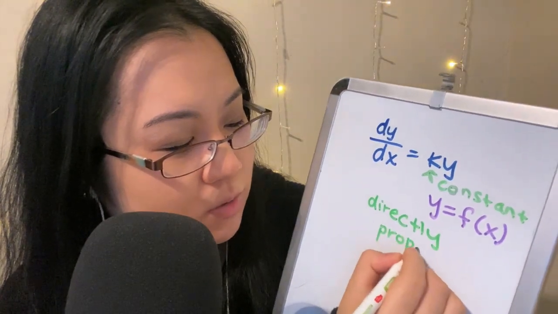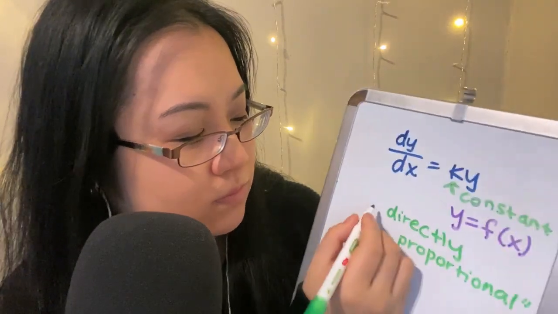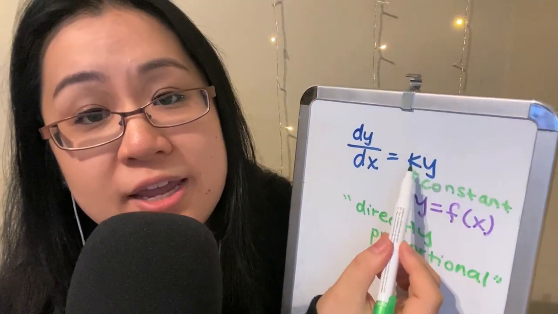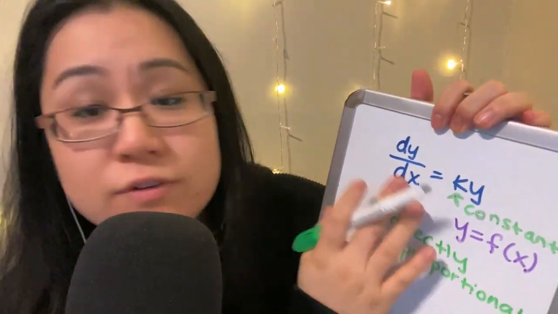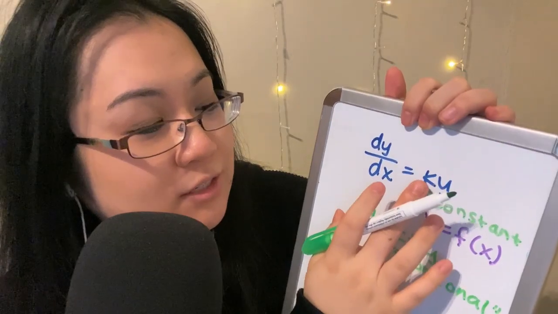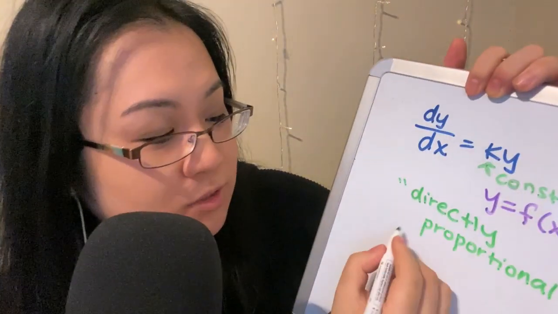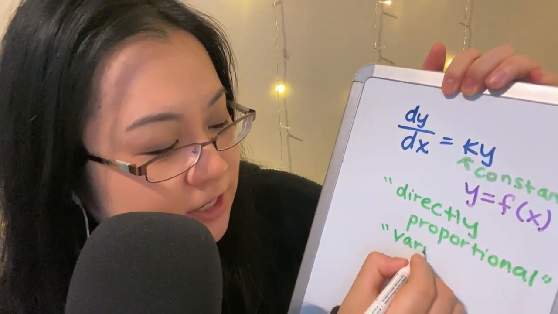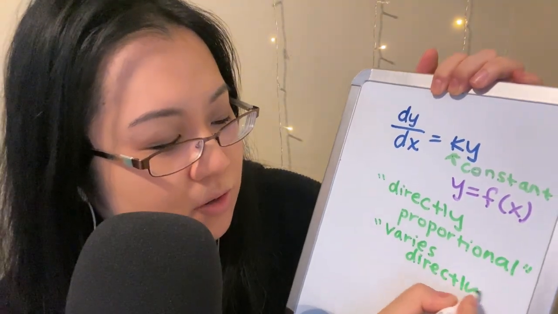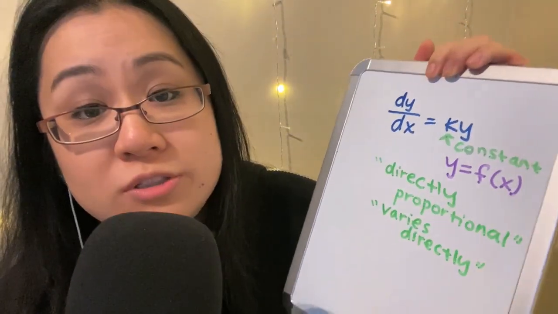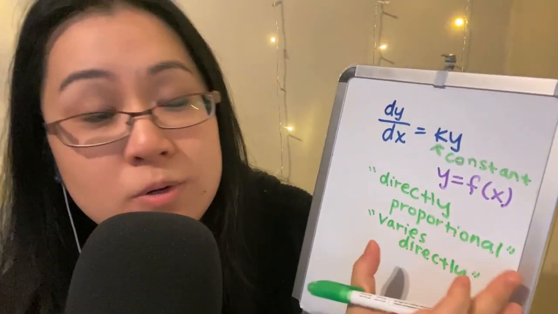Directly proportional tells us it's this: k times y. So the rate of change of whatever function is directly proportional to my function, or sometimes it's said to vary directly, or even if it just says is proportional to something, you can assume that that means directly proportional.